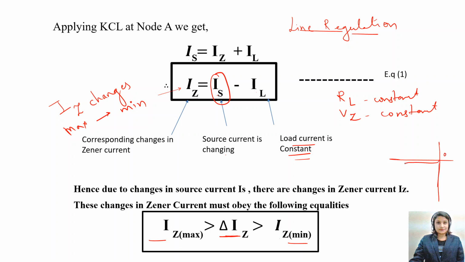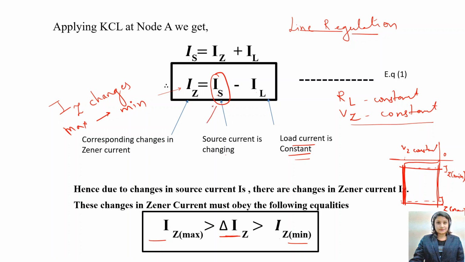So if you look at its graph, the Zener is always operated in the Zener region. That means we have to allow the current between two specific values, IZ min and IZ max, and only then will your VZ remain constant. So your output remains constant, right? Your Zener current should be maintained within the limits IZ max and IZ min.